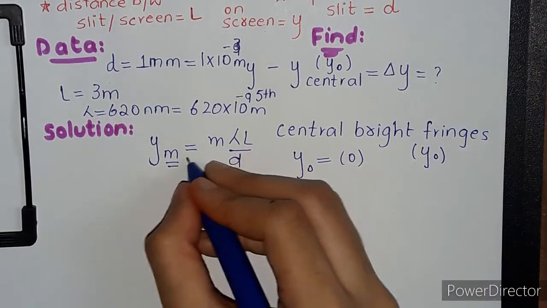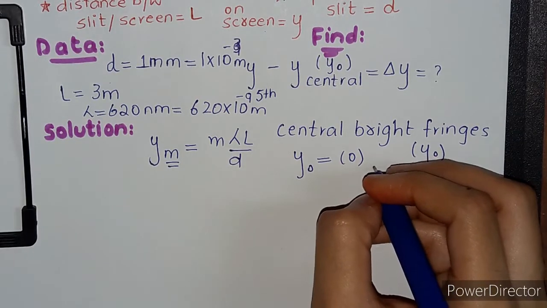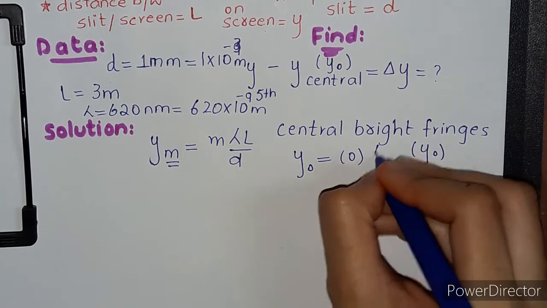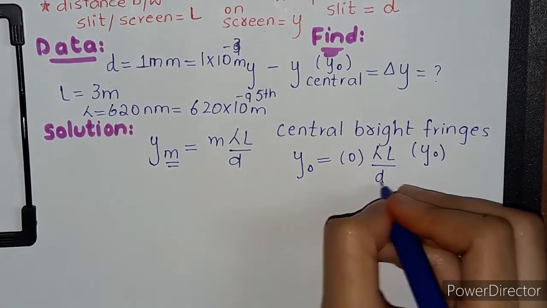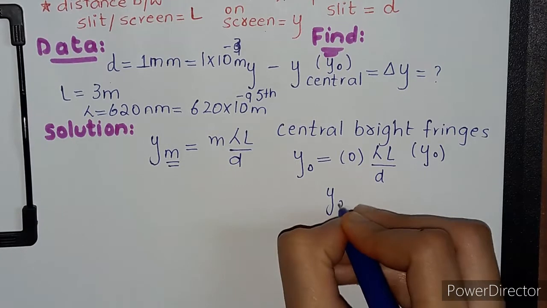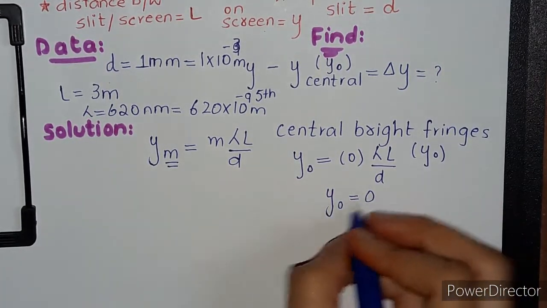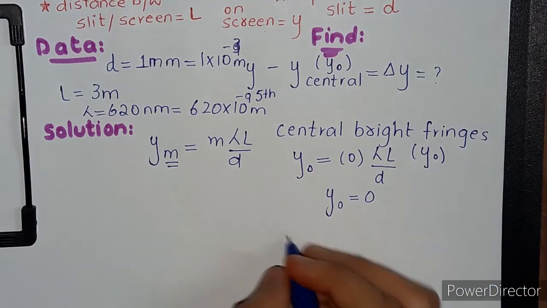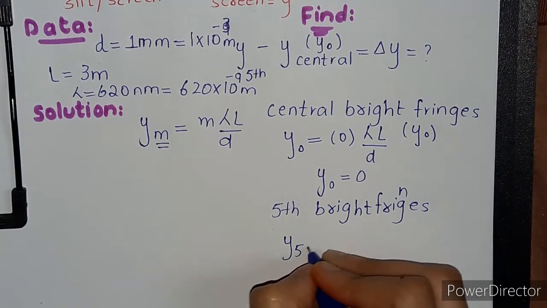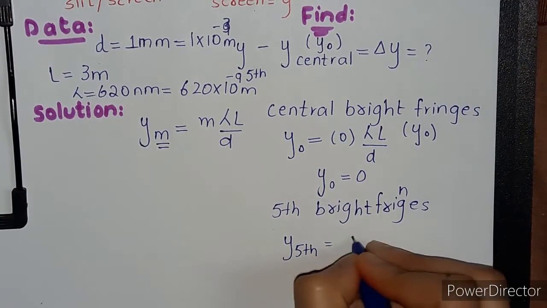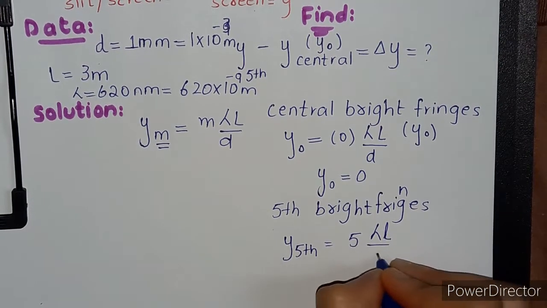The m value we put 0, then lambda L divided by d. 0 multiplied by any number is 0, so it will be equal to 0. So first we have found it for the central fringe. Now for the fifth bright fringe, y fifth is equal to 5 into lambda L divided by d.